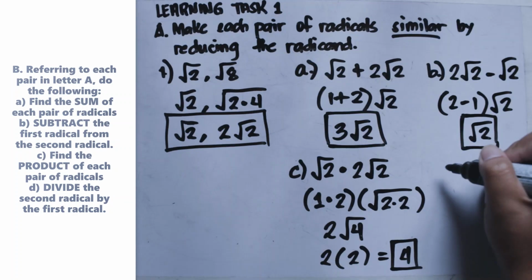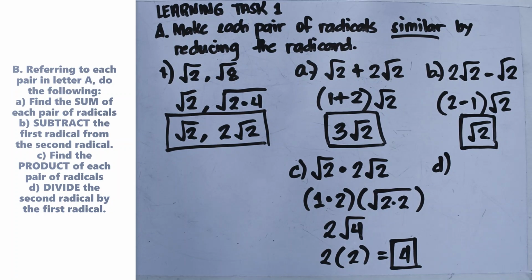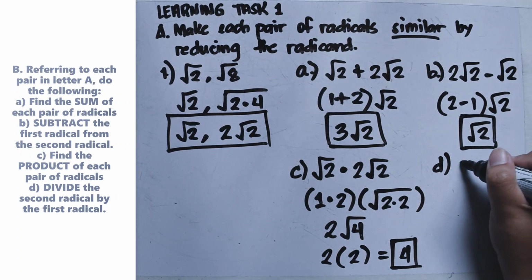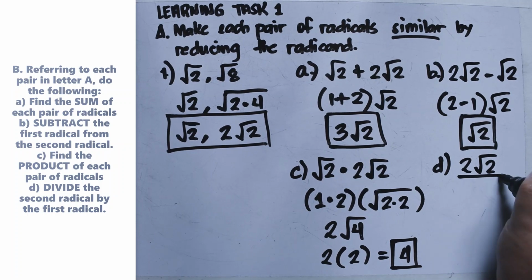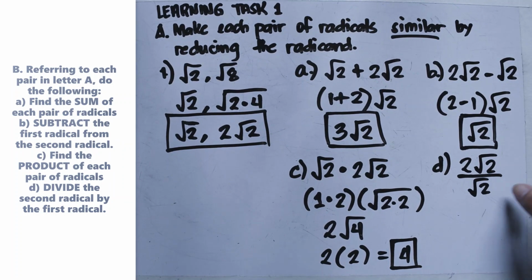So therefore, let's proceed right away to letter D. Letter D says, divide the second radical by the first radical. So, we divide. We have 2 square root of 2 divided by square root of 2. That's correct, right? Because we divide the second radical by the first radical.